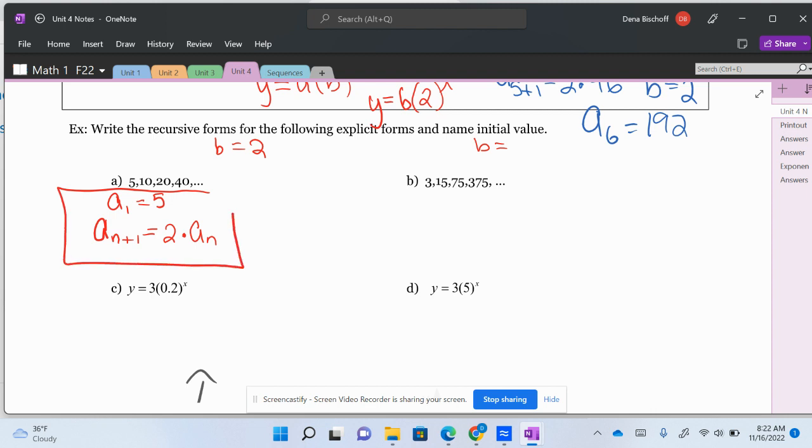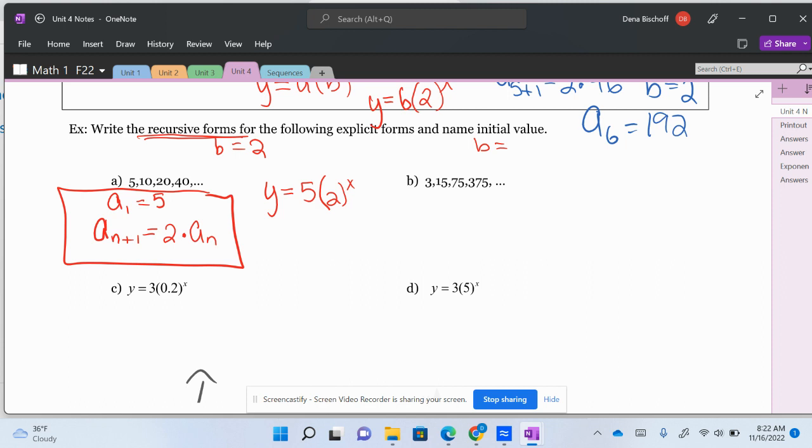This is the recursive form. Well, what's the explicit form for that? Or actually, we don't have to do that. We're good right here. If we were to write this as an equation, what would I write? As an exponential function, y equals, what's my first term? 5 to the power of x. Good job.